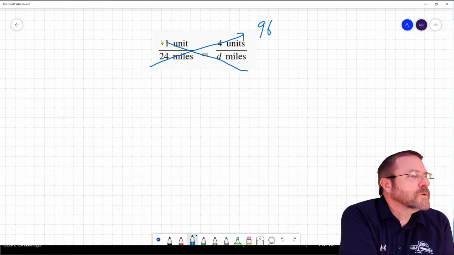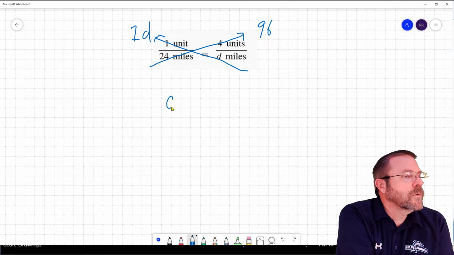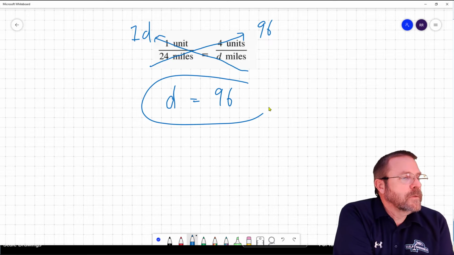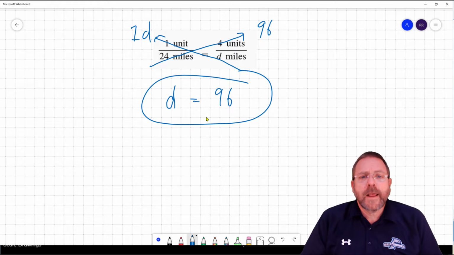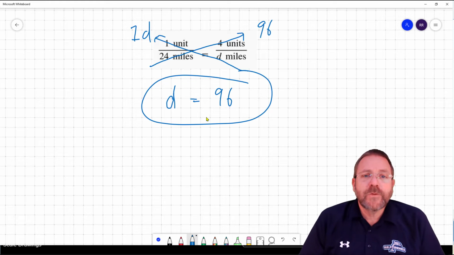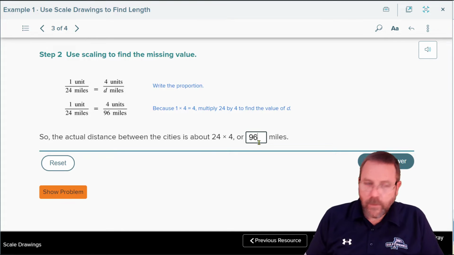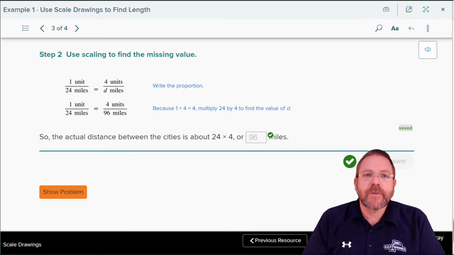And then on this direction, you have D times 1, which is going to be known as 1D, also known as just D. Bring them down and set them equal to each other. D is equal to 96, and that is some good quality supporting work on how to get your answers. That's using big kid algebraic math, carrying your formula or your variable all the way through. Type in our 96, we get a happy sound.